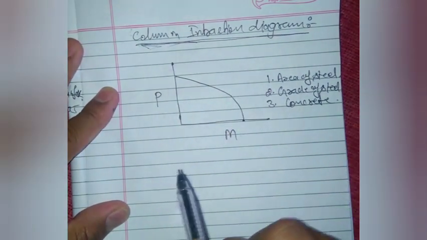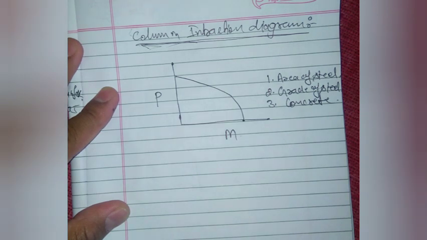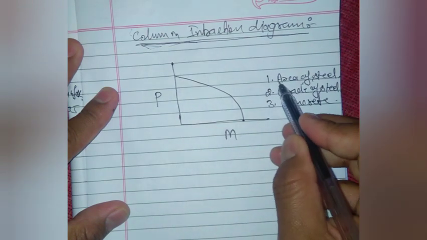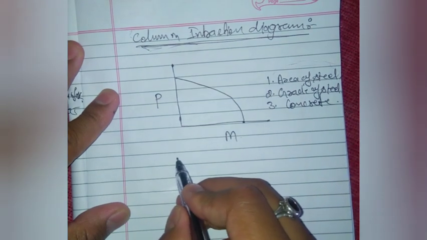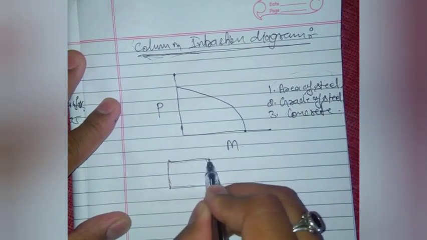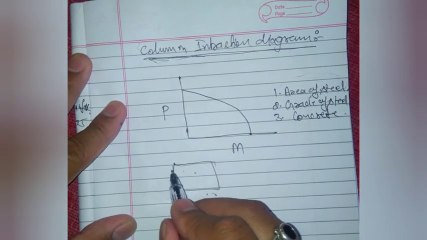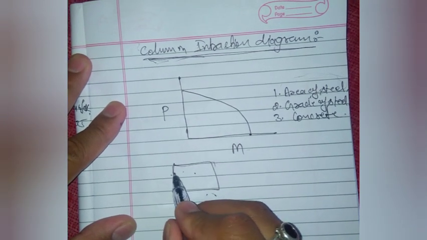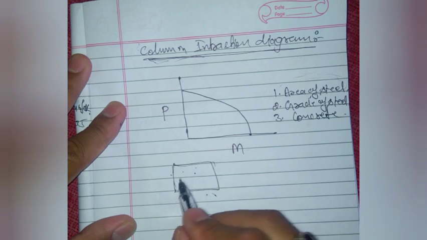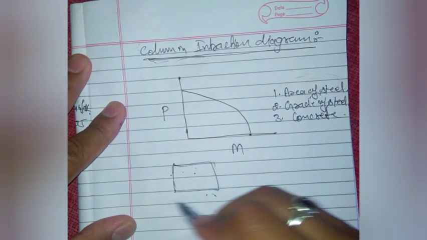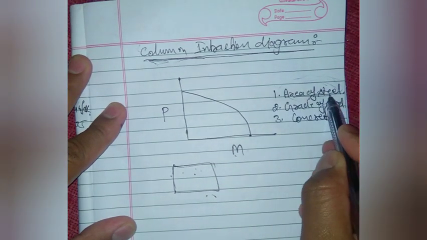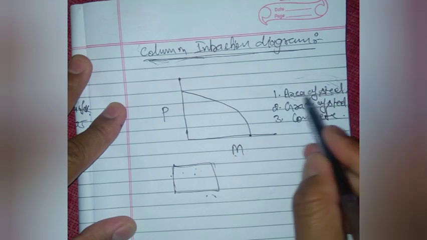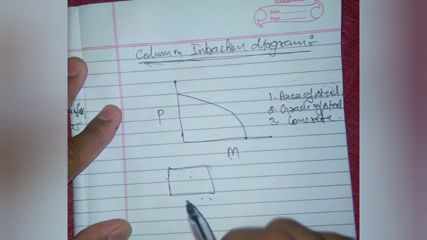So that's why we draw this diagram. Here you can see we can plot the diagram for area of steel. So we have different areas of steel. What we will do is take a particular section first, and for this section we will calculate how much load and how much moment it can take, for a particular area of steel and for a particular position of the neutral axis.